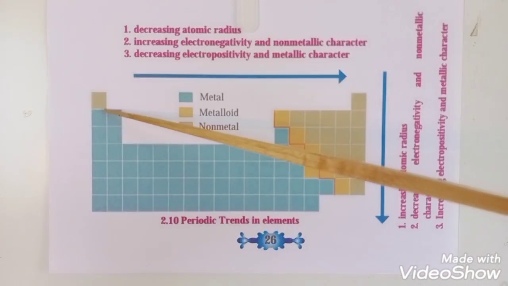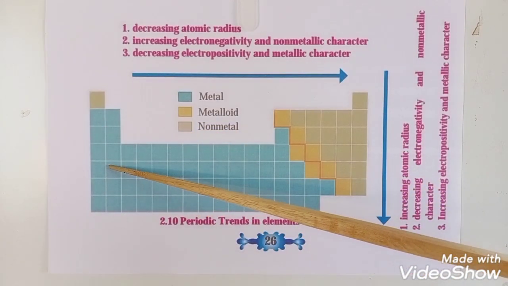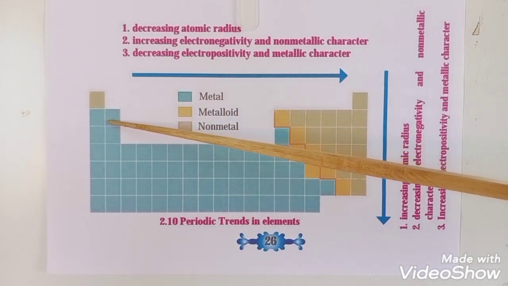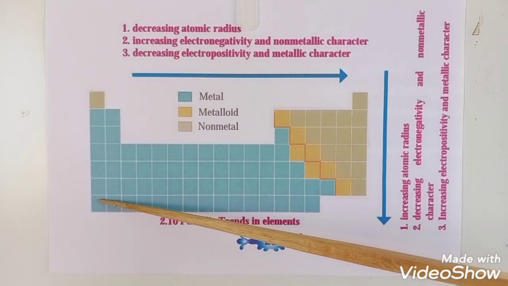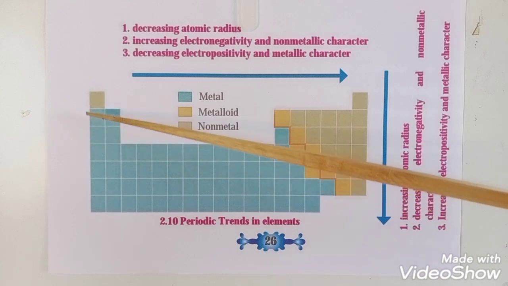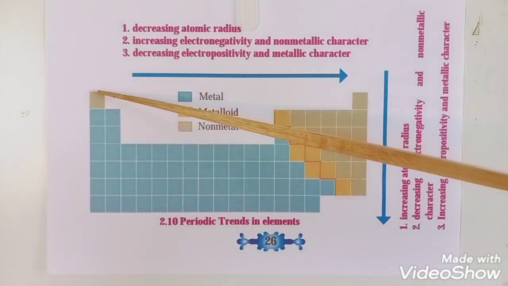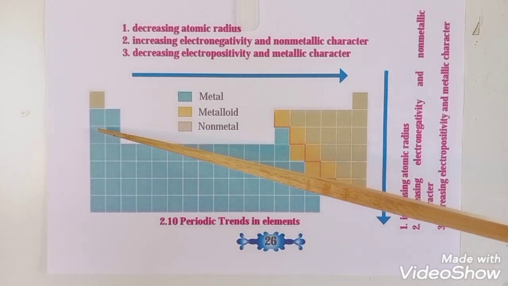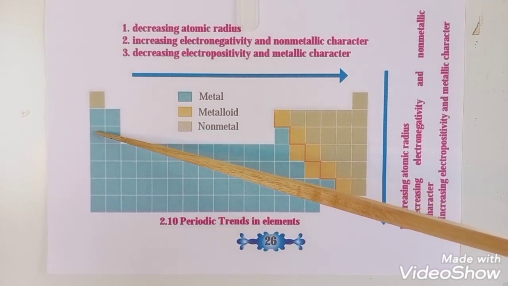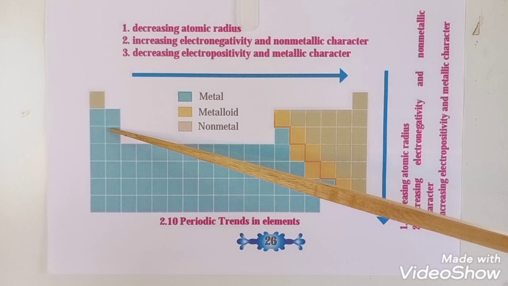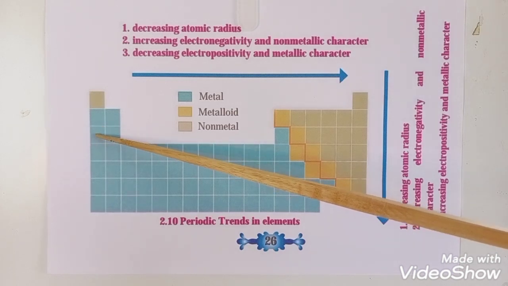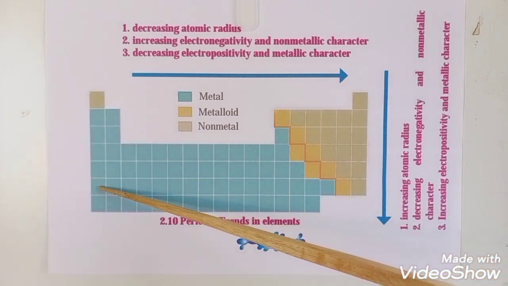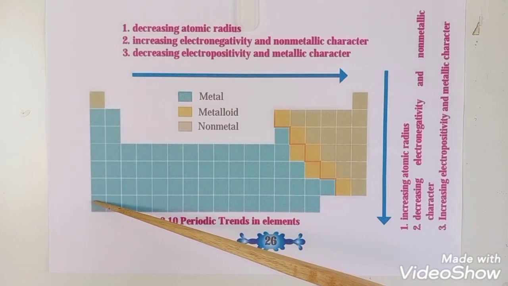And along a group, what happens? See here, atomic radius goes on increasing from top to bottom. Therefore, electrons present in the outermost electron shell are at a greater distance from the nucleus, and they will experience lesser pull as compared to the previous element, and therefore they will show an increase in atomic radius as we move from top to bottom.